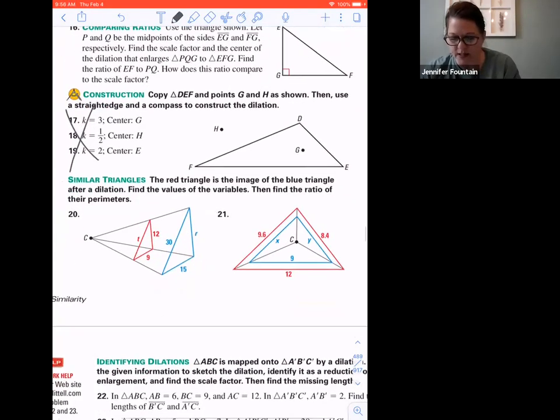Okay, 21, the red triangle is the image of the blue triangle after a dilation. Find the values of the variables, then find the ratio of their perimeters. So on this one, notice that first I find my measures, and then I do my ratios of my perimeters. Okay, so you're going to need to look back at example 2 on page 507 to help you with that.